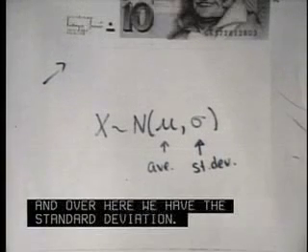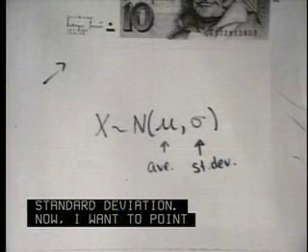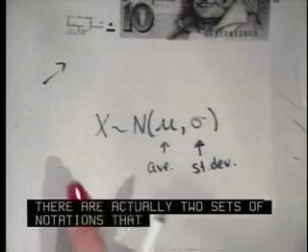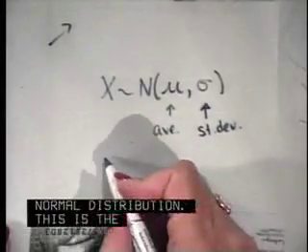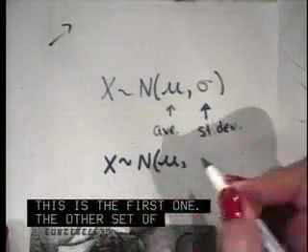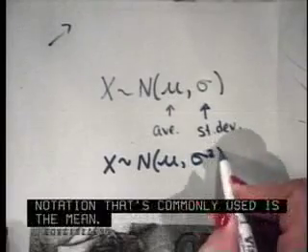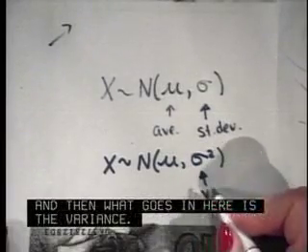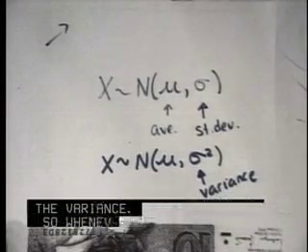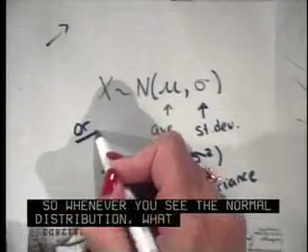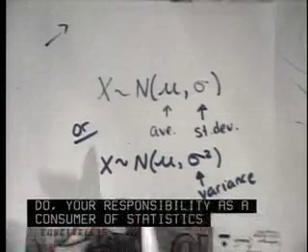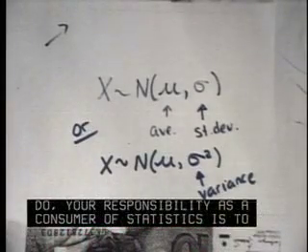Now I want to point out that there are actually two sets of notations that are used for the normal distribution. This is the first one. The other set of notation that's commonly used is the mean, and then what goes in here is the variance. And so whenever you see the normal distribution, your responsibility as a consumer of statistics is to find out which format the normal distribution is being used in.